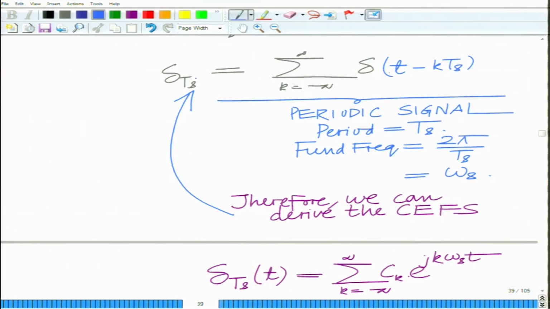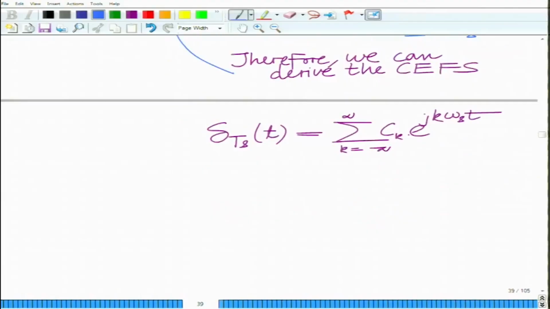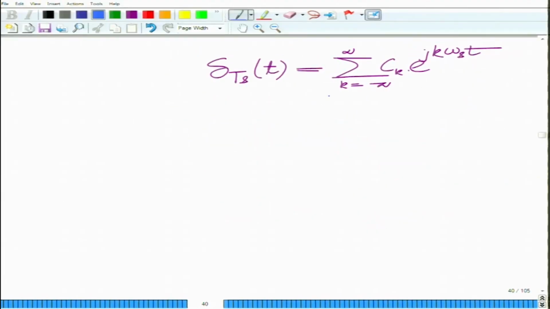And we said the impulse train is a periodic signal, delta Ts of t equals summation of delta t minus kTs, k going from minus infinity to infinity. Ts is known as the sampling duration or the sampling interval. 1 over Ts, which is Fs, is known as the sampling frequency. 2 pi over Ts, that is omega s, is the angular frequency of sampling, in radians per second. And we are trying to find the coefficient Ck of the complex exponential Fourier series of the impulse train.